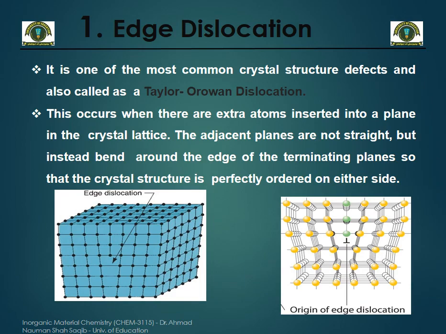The first type of line defect is edge dislocation. It is one of the most common crystal structure defects, and it is also called Taylor-Orowan dislocation. Here the question arises, why is it called Taylor-Orowan dislocation? It is named after the physicist who first observed the edge dislocation in a crystalline structure. This occurs when there are extra atoms inserted into the plane in the crystal lattice.